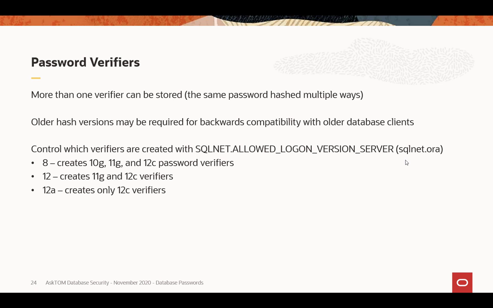If I set it to 8, which we do not recommend, then what I'm creating is old 10g MD5 hashes, 11g hashes, and 12c hashes. If I set it to 12, which is the default, then I create 11g and 12c hashes only. If I set it to 12a, I create only the 12c hashes. So that would mean that an 11g client wouldn't be able to connect if I were set to 12a. If I'm still using case-insensitive passwords, I have to have 8 because only MD5 allows case insensitivity. We don't allow that with the 11g and 12c. But this is how you control which hashes will be created when a user creates their passwords.